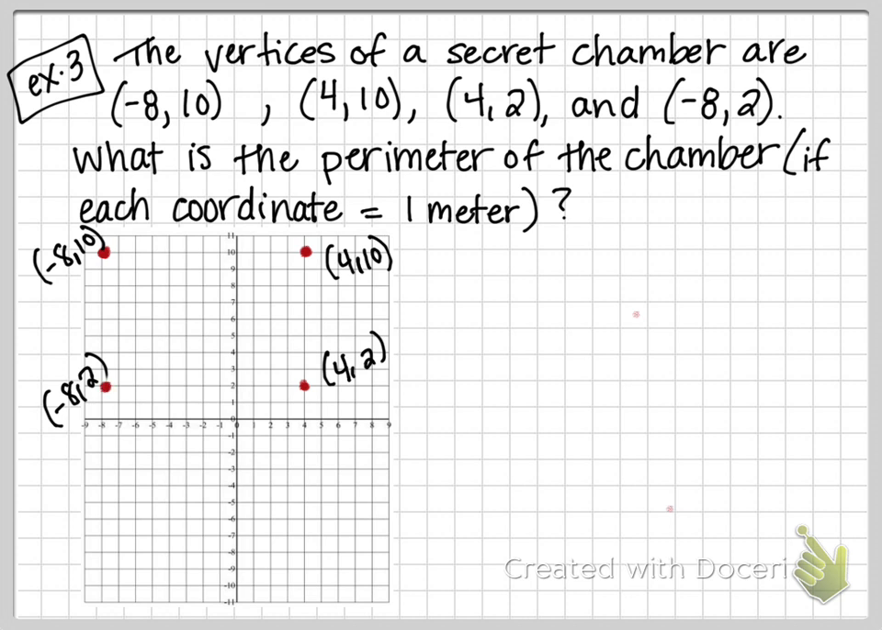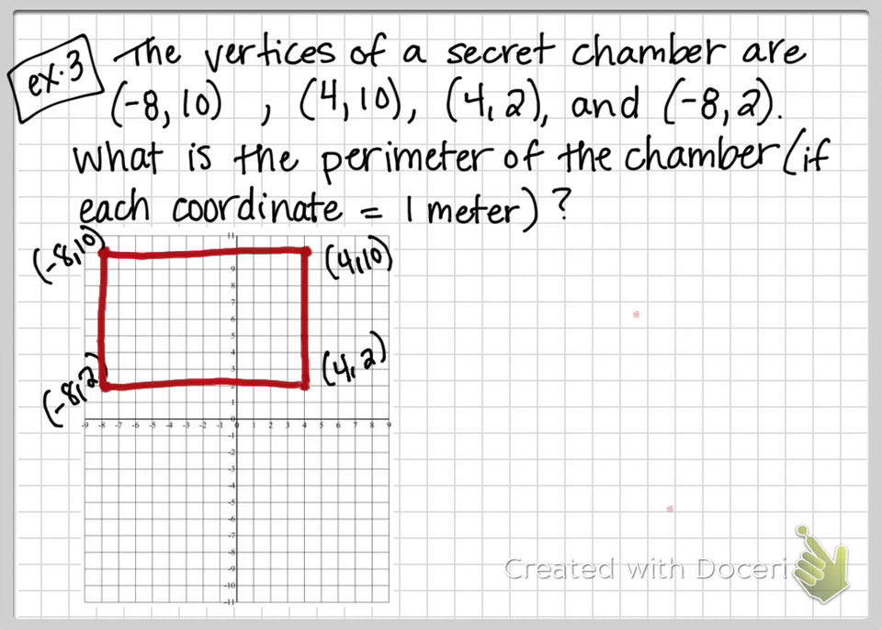Then (4, 2). And finally, (-8, 2). To make this a polygon, I would connect my points. It's a rectangle. Okay, the perimeter. We need to find each of these distances. What is the distance across the top here, from (-8, 10) to (4, 10)? How far is that, Colin? 12. The absolute value of -8 is 8.